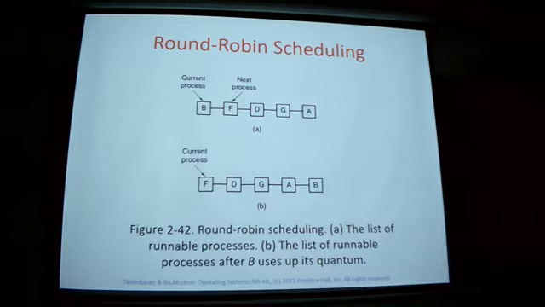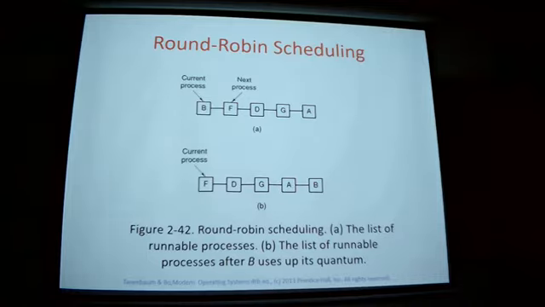Let's learn more things about the switch from one process to another process. In this figure, suppose that each quantum is 4 milliseconds. And at this line, we switch from one process to another process. The switch requires 1 millisecond.